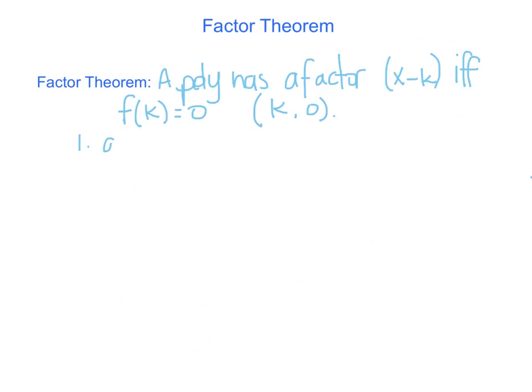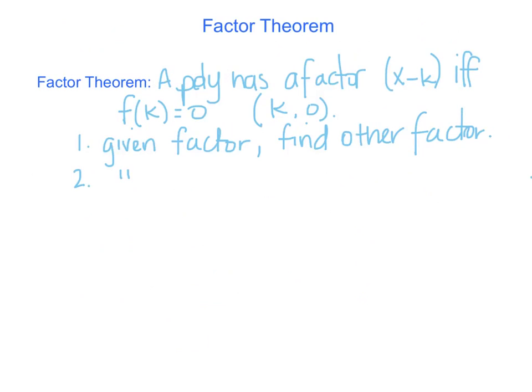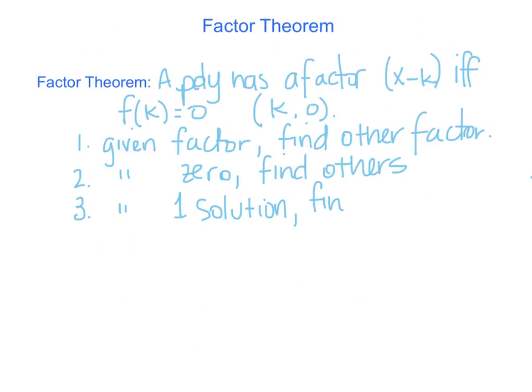The first one was given a factor, find the others. Given a 0, find the others. And lastly, given one solution, find the other solutions. These bells are going to drive me crazy. Find the other solutions.